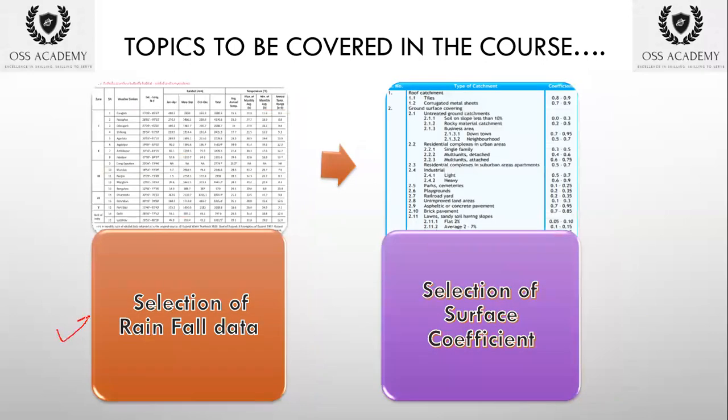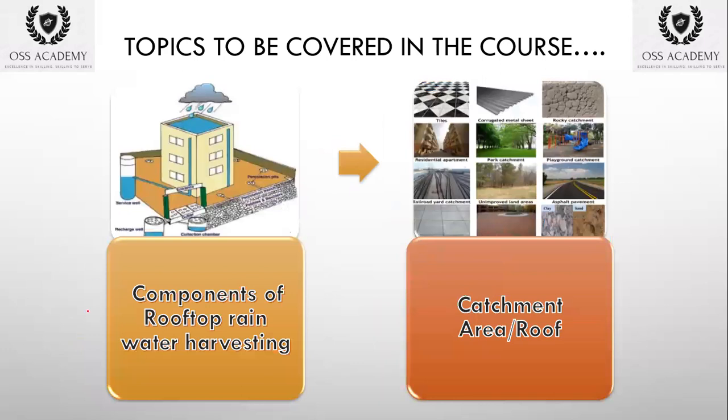Also, we're going to see some technical parameters regarding the selection of rainfall data, where we can get it from. Selection of the surface coefficient, as the rooftop area may be made of concrete, tile, or corrugated metal sheets. There will be pavement, and a rail yard. For different kinds of catchment areas, how we can decide the coefficient factor for it, we're also going to see in this course.